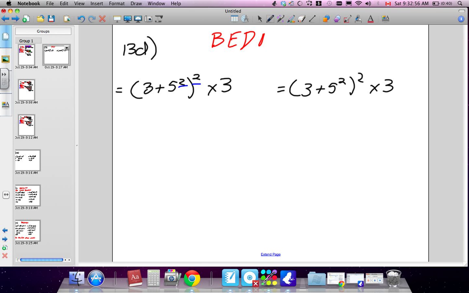So we'll just write BEDMAS at the top so we don't forget. Okay. Now, according to BEDMAS, what do we deal with first? The brackets. And we have two operations in the brackets. We have addition and exponent. So which of those do we do first? We do the exponent. Okay. So what's 5 to the power of 2? 25.